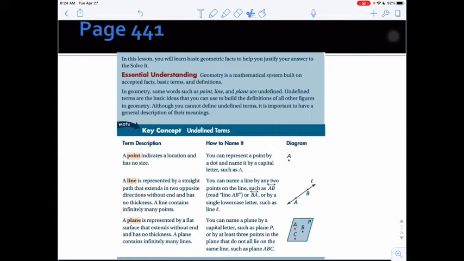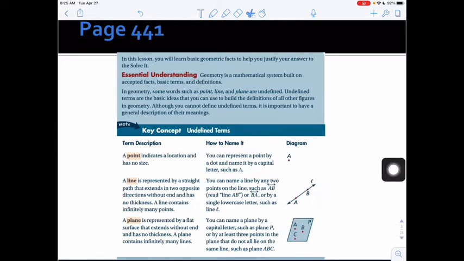How can you name a point? You can represent a point by a dot and name it by a capital letter such as A. So here's an example of point A. A line is represented by a straight path that extends in two opposite directions without end and has no thickness. A line contains infinitely many points. You can name a line by any 2 points on the line, such as line AB or line BA, or by a single lowercase letter such as line L. So here we have line AB, we could go the other way, BA, or we can just call it line L.